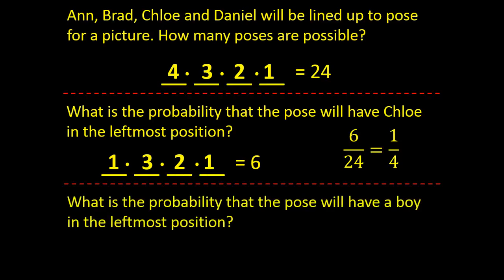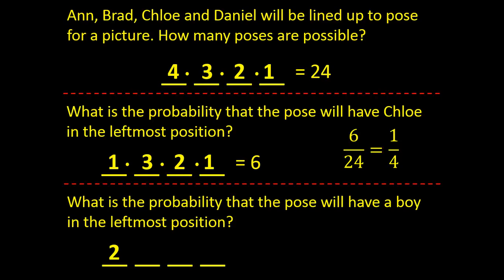How about this probability? What's the probability that the pose will have a boy in the leftmost position? So we already know the total in the sample space, that's 24. We need to find the number of poses that have a boy in the leftmost position. So if we think about that leftmost position, it has to have a boy in it. That means either Brad or Daniel have to be in the leftmost position.